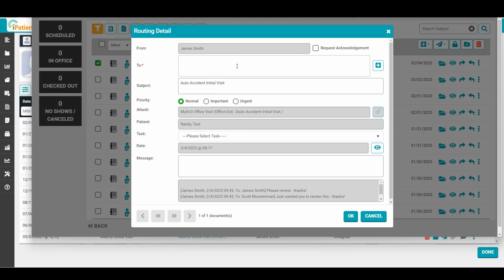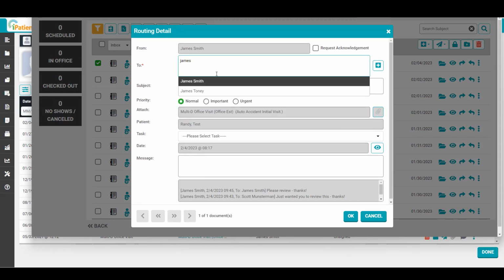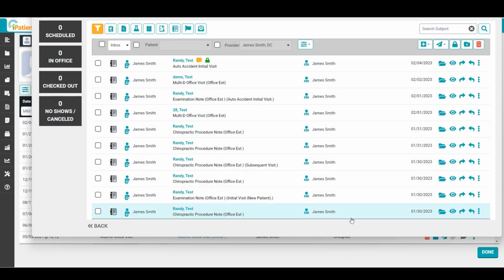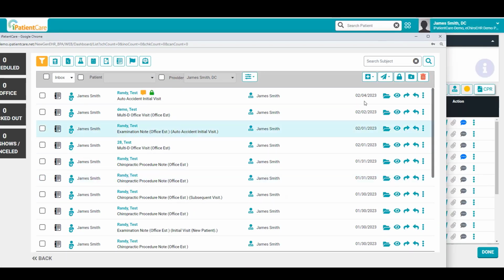And so here we are. We're going to go ahead and reply back to the provider. And you'll see down on the bottom part of the screen the dialogue. Please review, thanks, and we'll just say looks good. If there's any task, urgency, and just click OK. And then that will refresh and go to that provider. And so routing can go back and forth between providers.